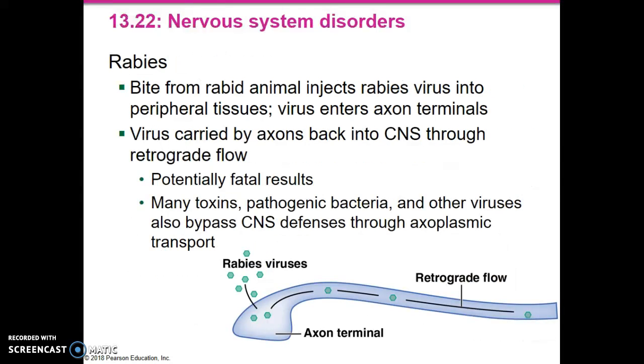Rabies is a bite that literally injects the virus into the animal, and it travels up the axon terminal and back into the central nervous system through retrograde flow. This is usually fatal. But other pathogens, such as bacteria, viruses, even toxins, can also bypass our central nervous system defenses through exoplasmic transport.